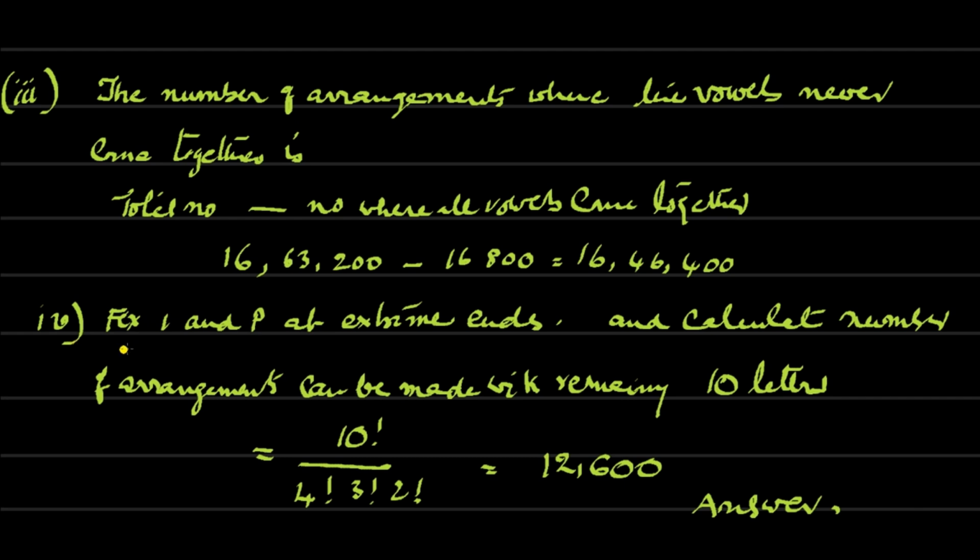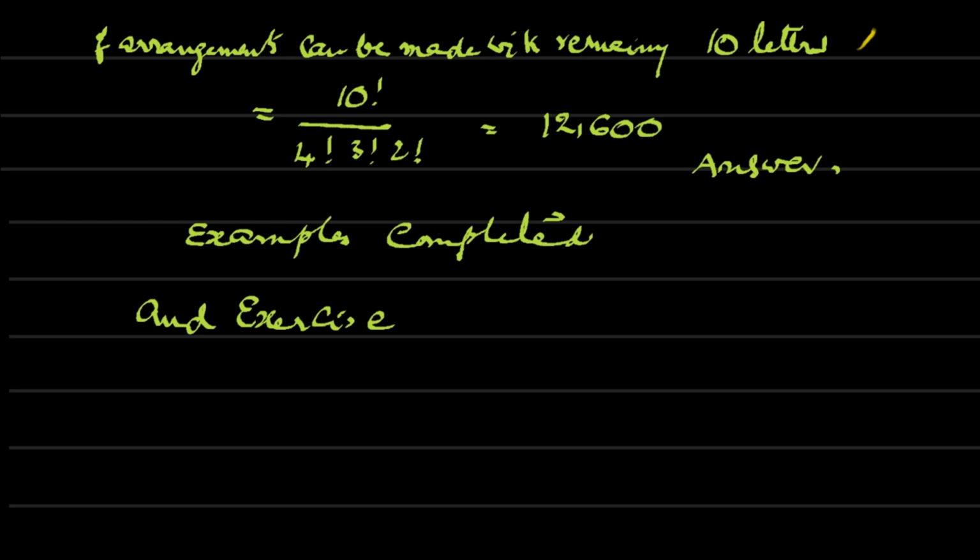Now, the fourth one. I should be the first letter, P should be the last letter. Fix I and P at the extreme ends. So you have 10 letters left. Same thing. Factorial 10 by factorial 4, factorial 3, factorial 2. That is the answer. With this, the examples are completed.